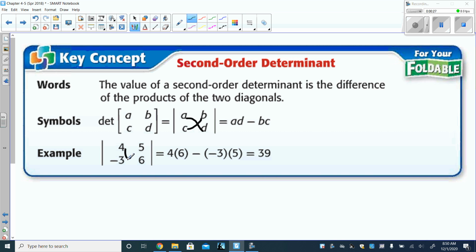So for this one here, it'd be 4 times 6 minus 5 times negative 3. When we are going from left to right, the diagonals going left to right will be our positive, and right to left will be what we subtract. And that's it. That's what we do to find the determinant.